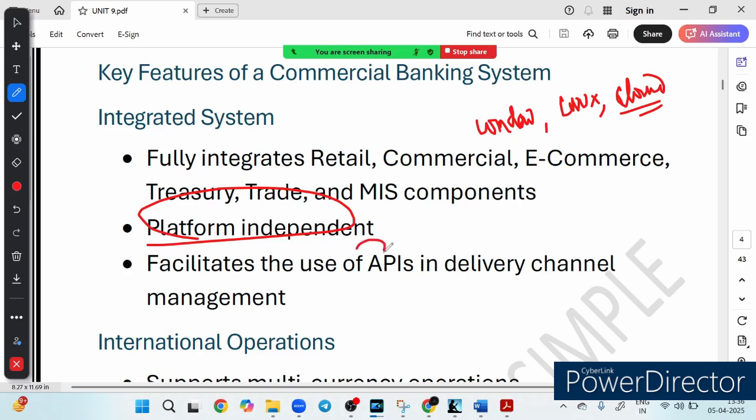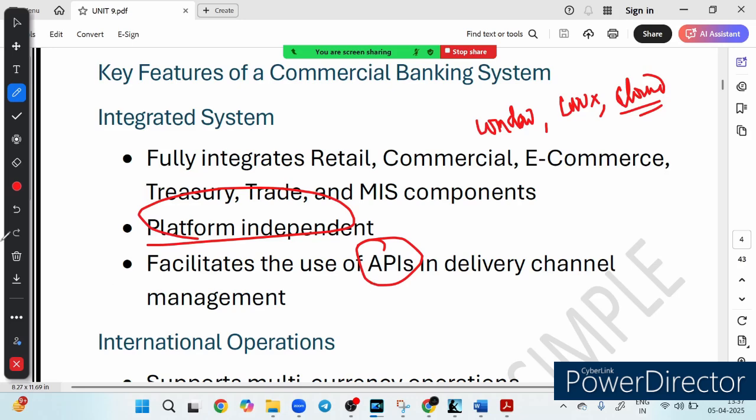Also it uses APIs, which are like tech bridges to connect different apps and platforms, like linking your bank account to a UPI app, mobile wallet, or even WhatsApp banking. If you want to link your bank account to a mobile wallet, UPI app, or WhatsApp banking, the API is the tool. This is called the integrated system.